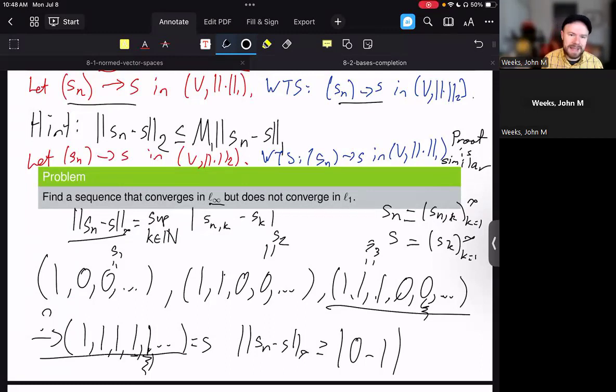But the same thing could be said for any further sequence as well, S of 4, S of 5, S of 6, because there's always going to be a 0 inside of that sequence, and this sequence would be full of 1s. In fact, this could not converge to the point S.